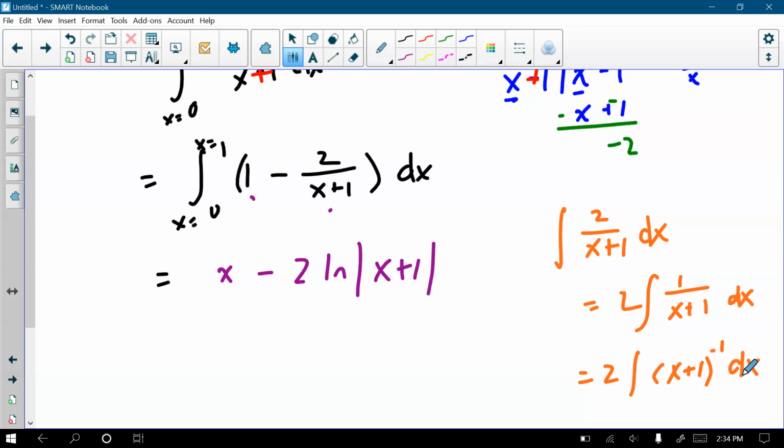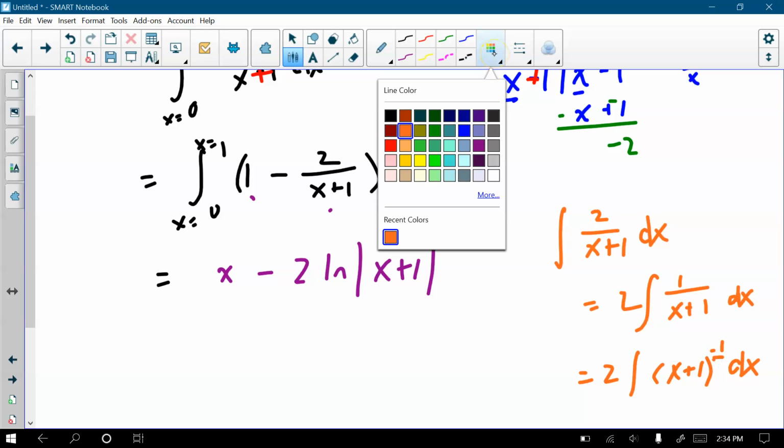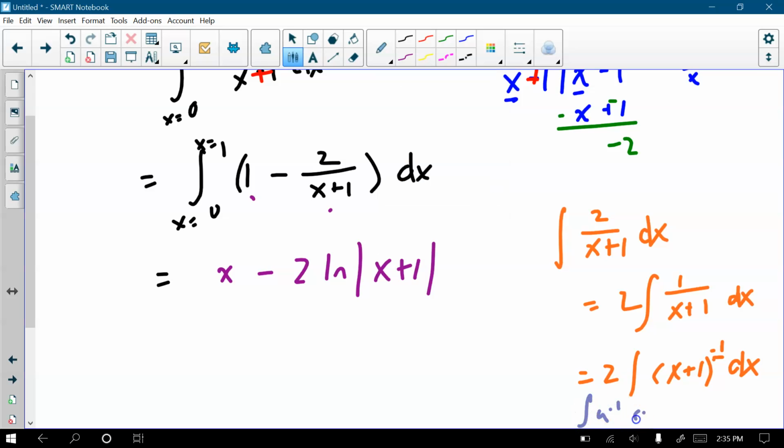The reason this is advantageous is because this is something to the first power, and we did have in our notes that anything to the negative first power, the integral of u to the negative 1 du, is ln absolute value of u. So that negative 1 is the giveaway there, which is why I did an ln. Okay, let's keep going here.